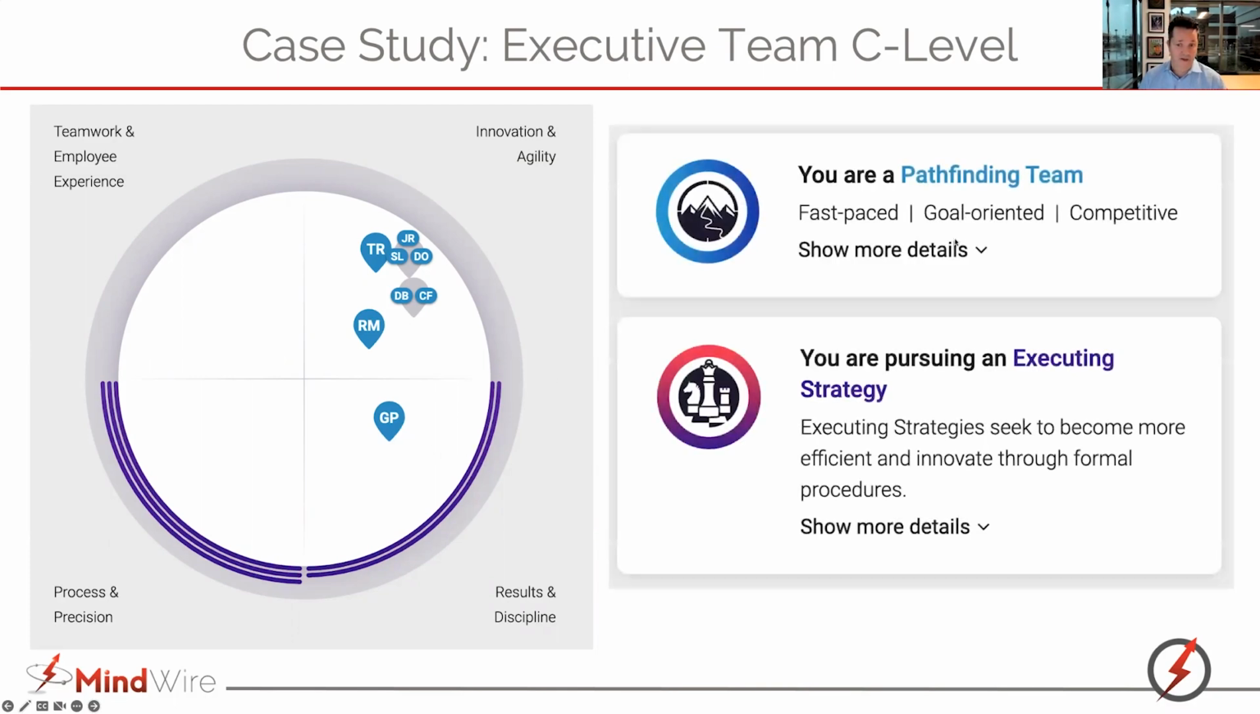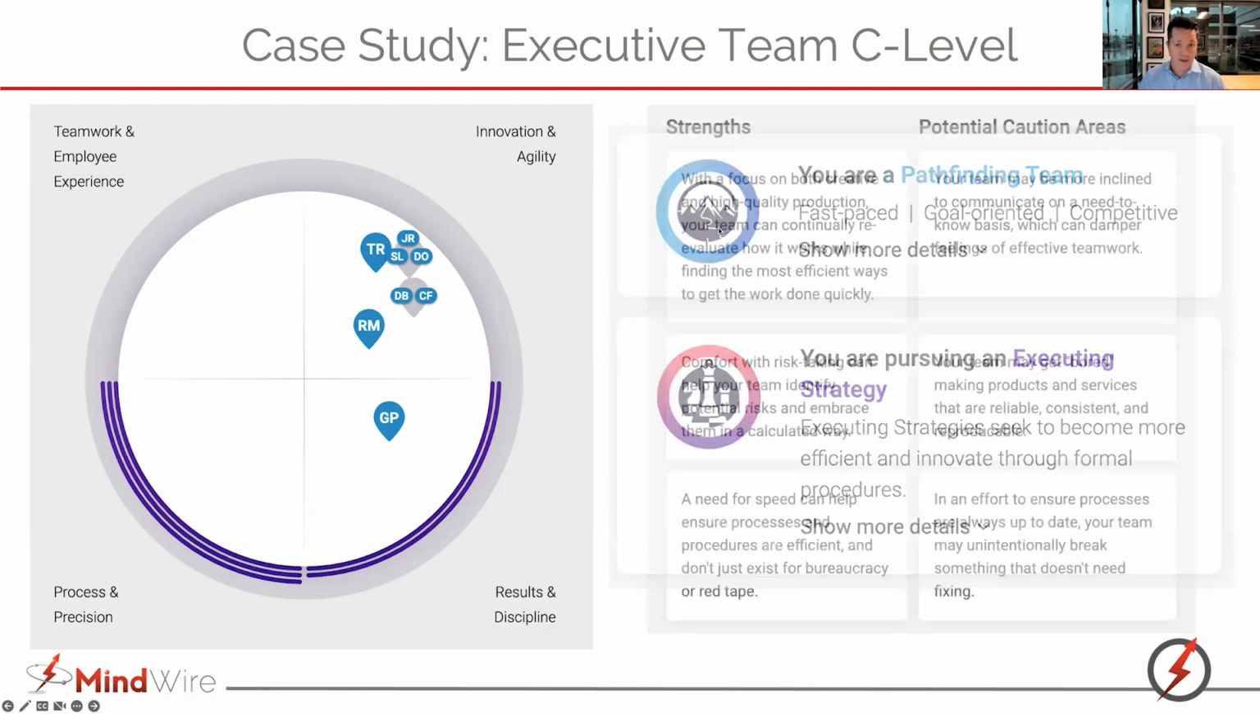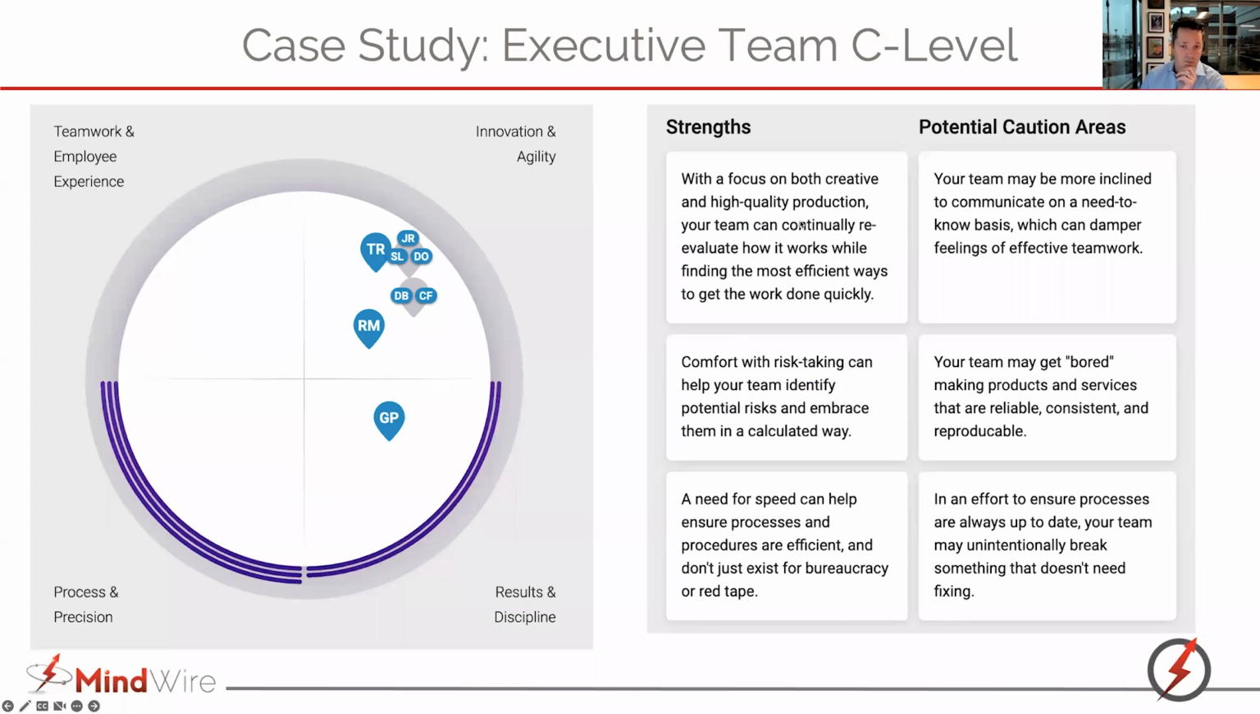So they were a pathfinding team and they needed to do executing strategy. So now you go, well, they don't necessarily have the right people to be able to flex, or enough of them to move over there, right? Sure. And look at the strengths, right? Creative, producing, risk-taking, speed, right? And moving fast.